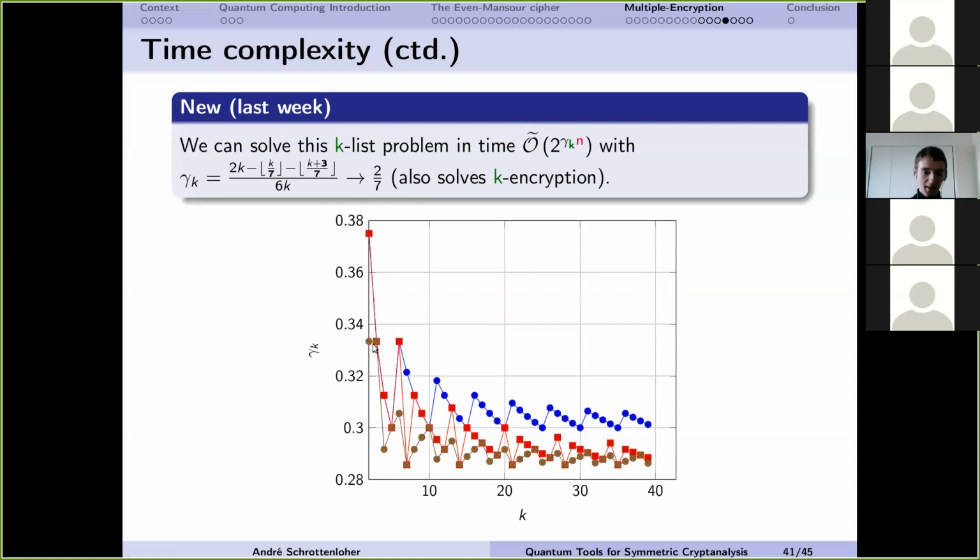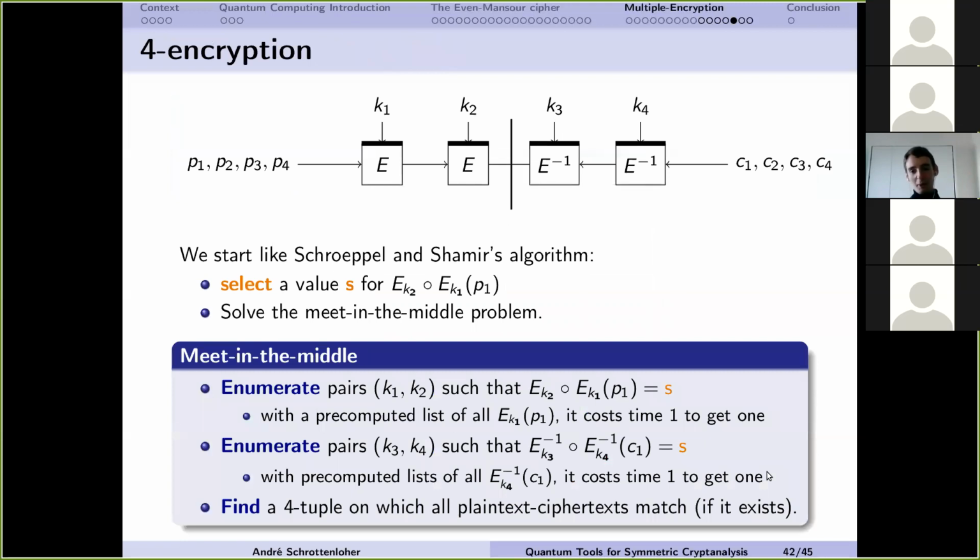But this curve means that there are quantum algorithms solving k encryption, or encryption with r keys of size n/r bits, that reach these complexity exponents. Complexity is always exponential in n for each value of r. I'm going to take the example of 4 encryption to see a bit what happens.